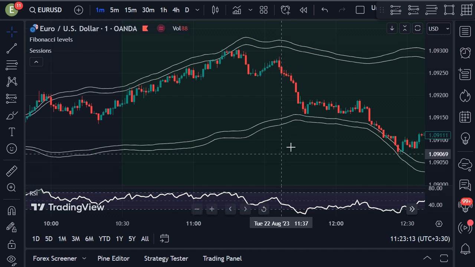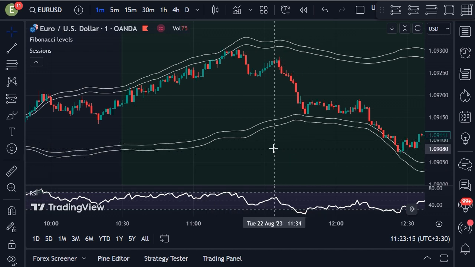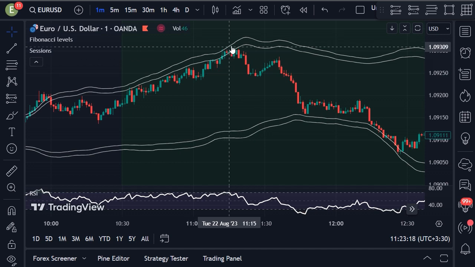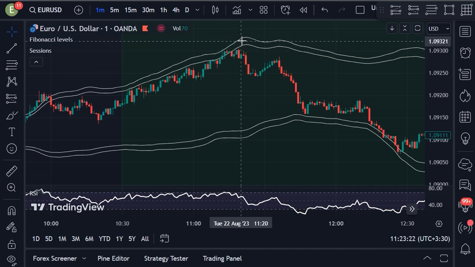The first condition is that we must be in the London or New York session. The second condition is that the price must hit the Fibonacci levels either above or below.